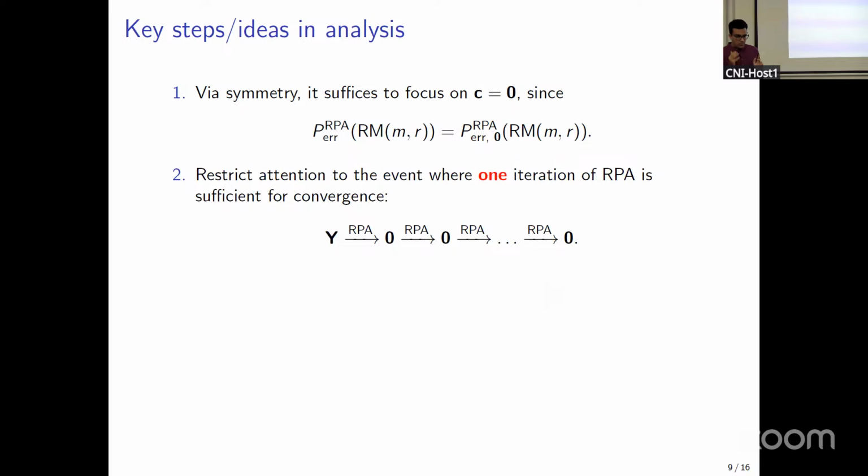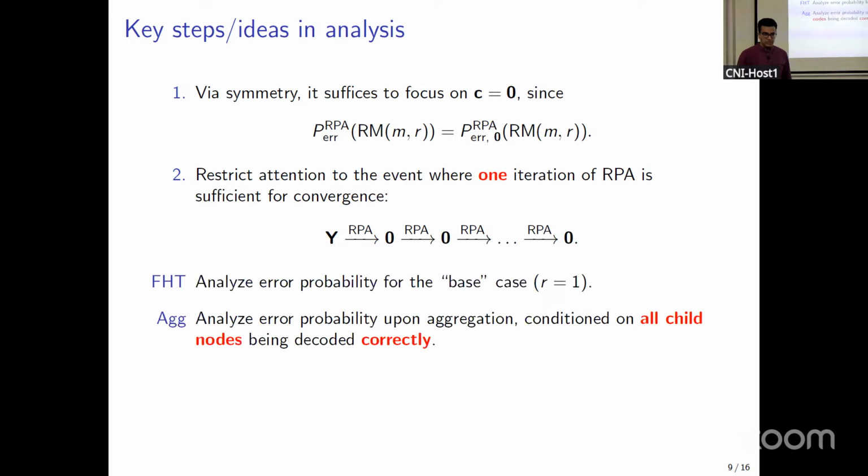Secondly, we are going to simplify our analysis by just looking at the event where one iteration of the RPA decoder is sufficient for convergence. So we are not going to do multiple iterations of projection and aggregation. We're just going to do one. What we mean is you can run the RPA decoder for as long as you like, but we consider only those events where RPA converges at the end of one iteration. Any further repetition of RPA decoding is already going to give you the correct answer, so we don't care about further iterations. So the task is very simple. We're just looking at one iteration.